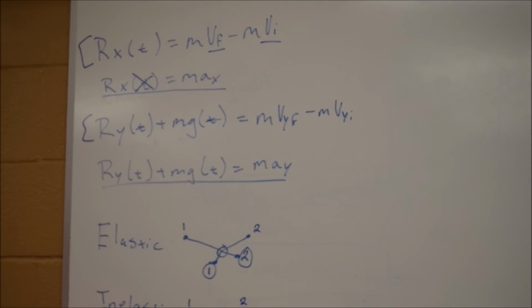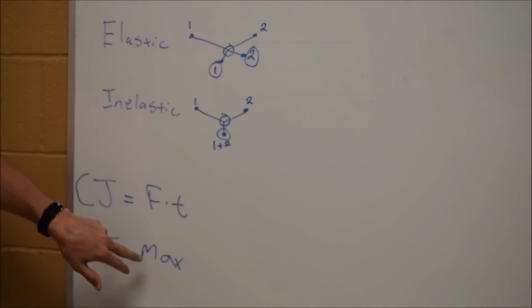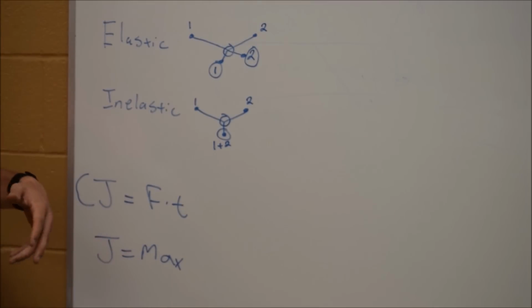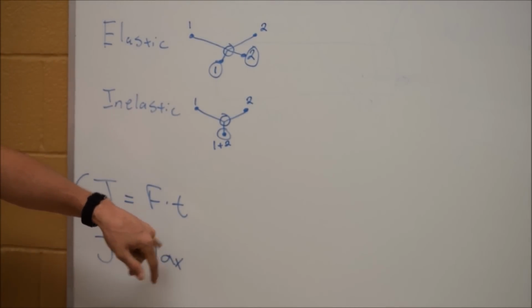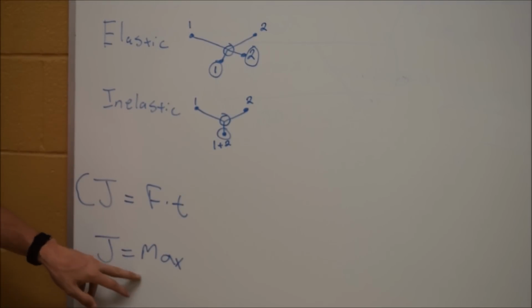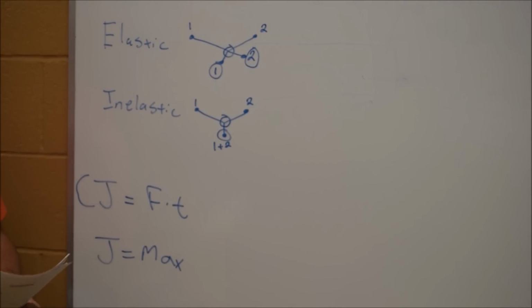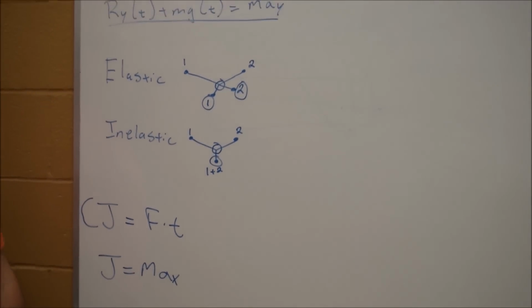So when we distribute that property, we can tell then that impulse is going to be equal to max as well. That's because since force times time is equal to max, and that's what impulse is, impulse can equal max as well. And so you'll need this formula as well. And that's all the tools that you need to be able to complete this lab.